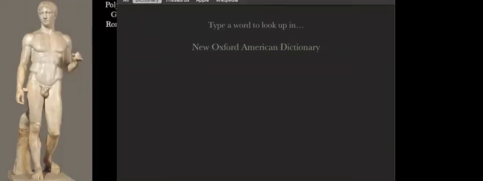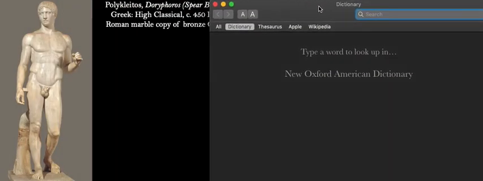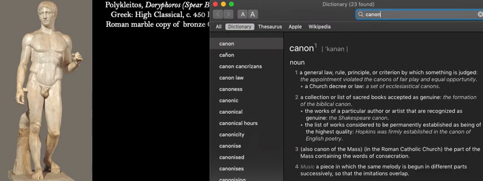And I don't know if this is going to work. Let's see if I can pull up my dictionary. I'm hoping you can see this. One of the definitions for the word canon is, of course, like something you shoot guns or bullets out of. But the other is a canon is a list of sacred books accepted as genuine. Let's see.